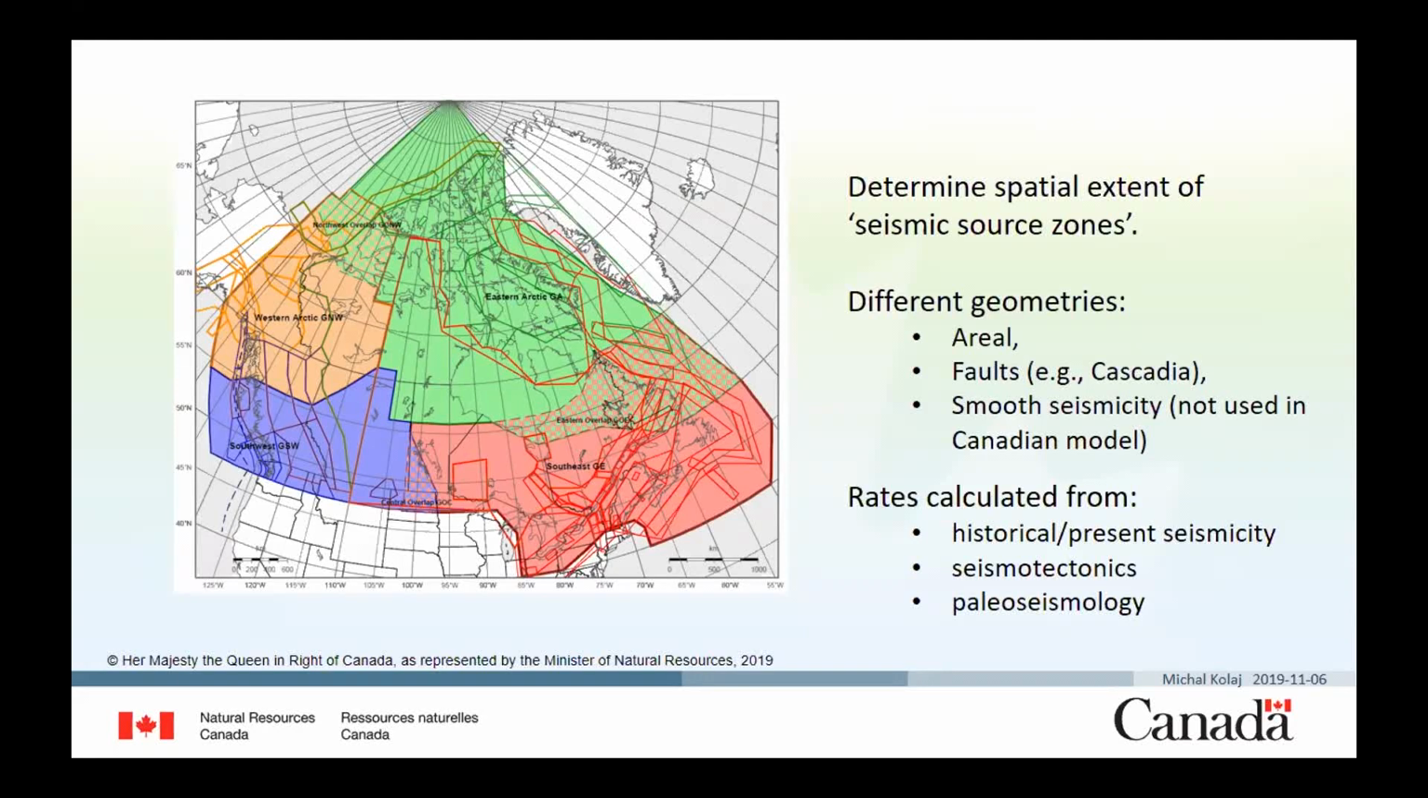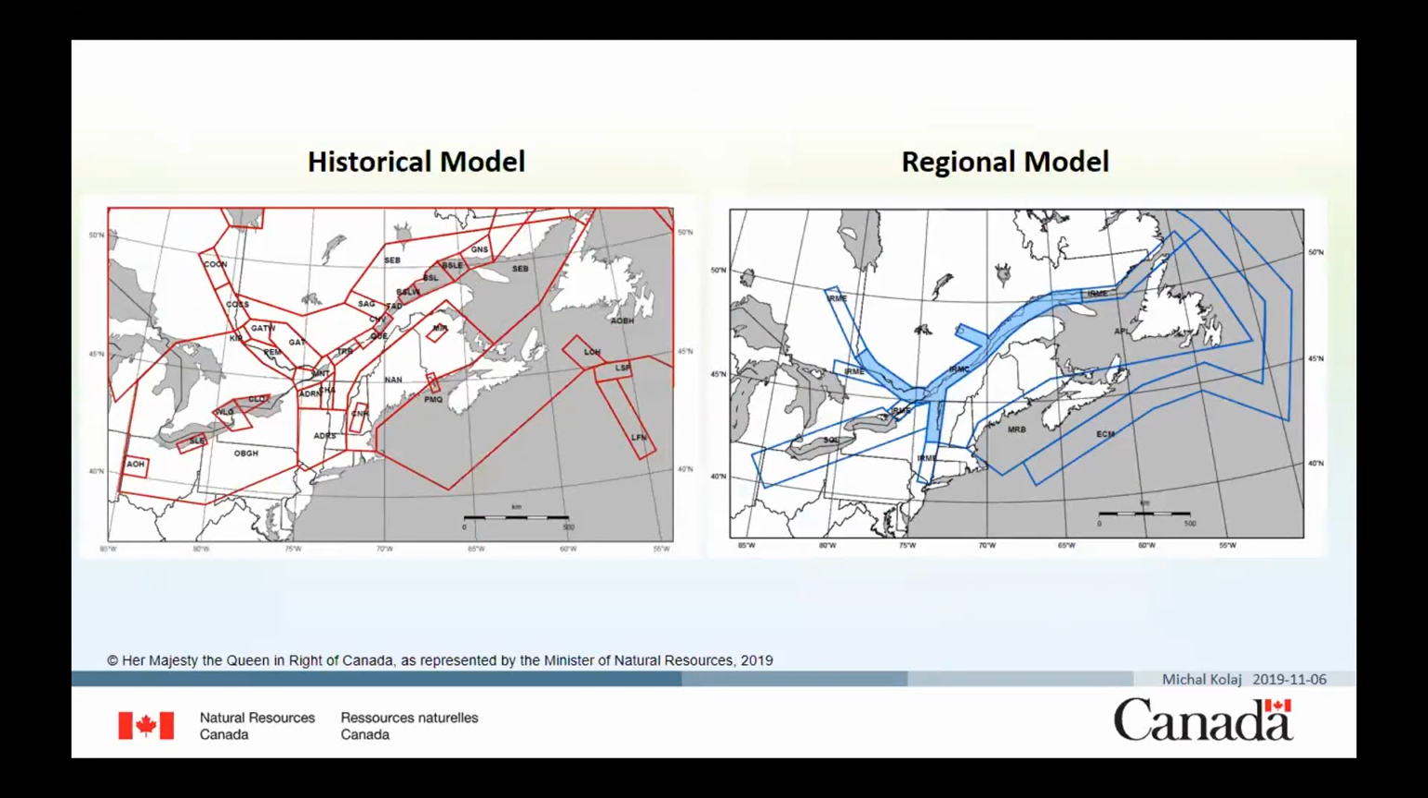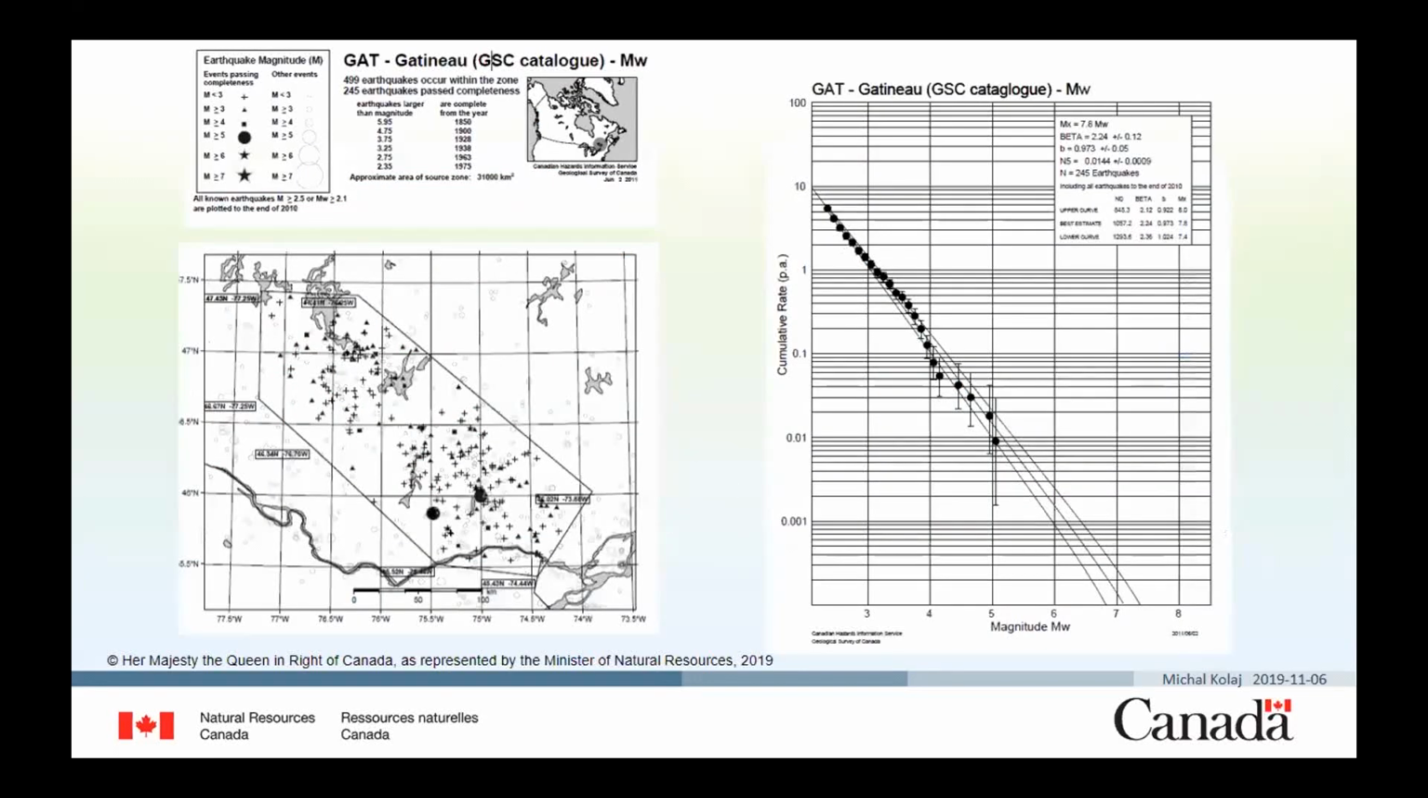And there's different ways of doing this, like I showed yesterday. So here's just a zoom on Eastern Canada, and we touched on this yesterday. We have a historical model, we have a regional model, and we have a hybrid model. And then we calculate the earthquake statistics within each one of these source zones. So here's again an example from the Gatineau seismic zone. So this is in the West Quebec seismic zone. And you can see that we fit a cumulative earthquake recurrence curve. And I'll talk a little bit about these as we progress when I talk about the 5th generation model, of how we actually come up with these.